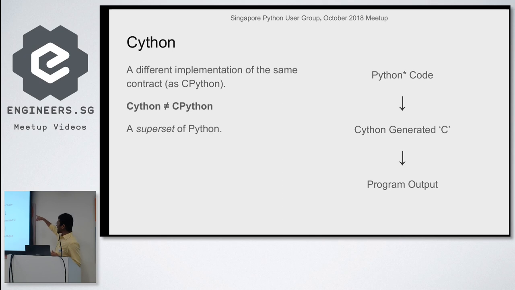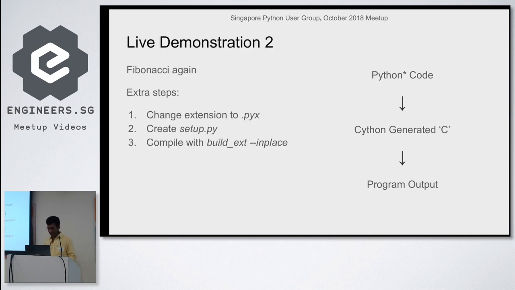Now, the reason for that asterisk over there is because, like I mentioned, Cython is a superset of Python. So you can compile any Python code, but you can also compile code that the Python interpreter would reject. So when I define my function with cpdef, the Python interpreter would complain because it doesn't understand cpdef, but Cython does. So you can compile any Python code with these slight modifications and generate Cython C. So let's see how that happens.